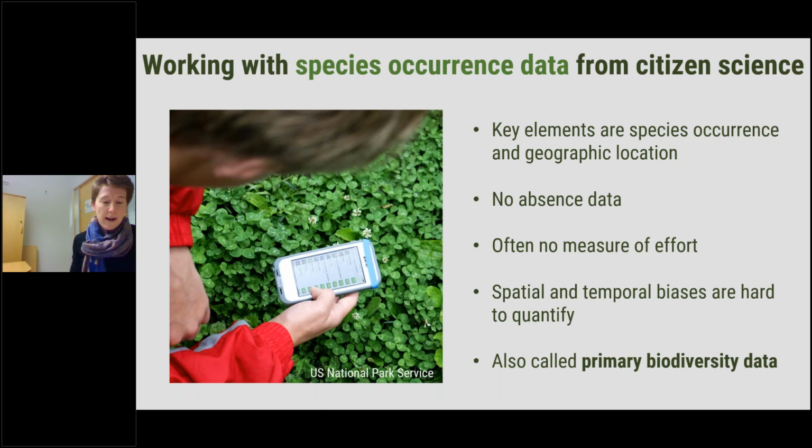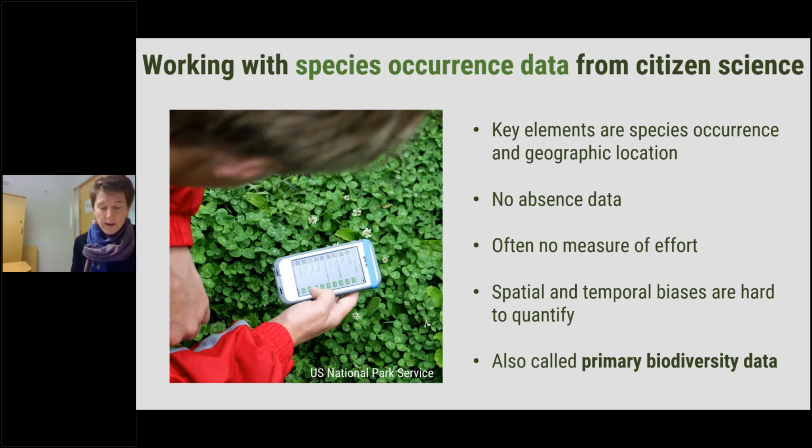All right, so working with species occurrence data from citizen science. First off, I think I should cover what I mean by species occurrence data. When I say this, I'm talking about unstructured observations of species. So this type of data is produced by many citizen science programs. Think of apps like iNaturalist, where volunteers submit sightings of species. There's not usually a structured sampling design, and sightings come to researchers often with very little context.